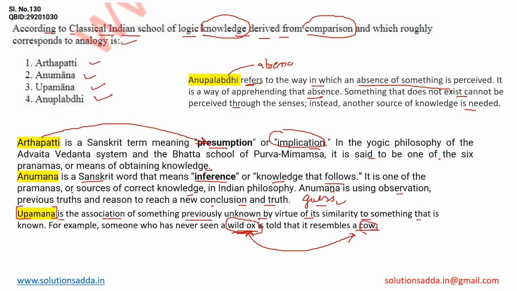So, Arthapati means presumption, Anumana means inference, Upamana means we are comparing, and Anupalabdhi means absence. Here in the question they are talking about the comparison. So the correct option for this question will be Upamana. So option number 3 will be the right option.